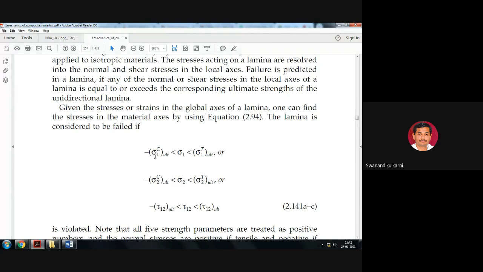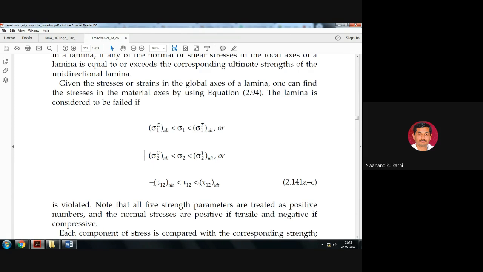Similarly, in direction 1 and direction 2, the same thing is there. For the second direction also, negative sign indicates it is compressive, positive sign indicates it is tensile in nature. Same thing is possible with shear stress also. Minus indicates compressive and this is the tensile, both are ultimate values. So minus sigma 1 is compressive stress in direction 1 and in direction 1 tensile stress.